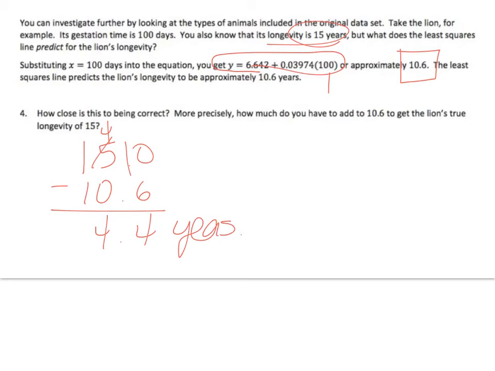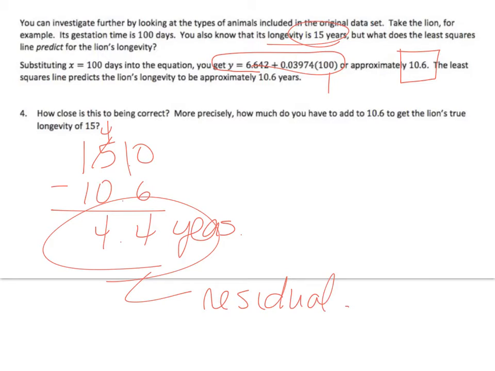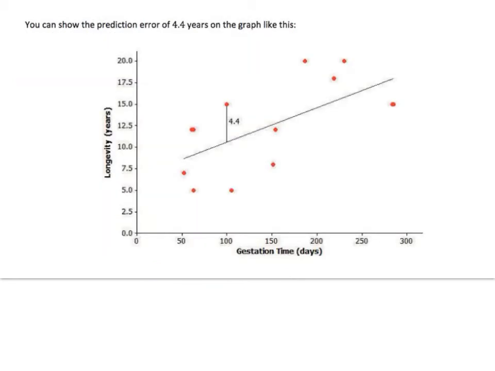We predicted 10.6 for the longevity of the lion. If we subtract that from 15, we get 4.4. So this right here is our residual. We did this in the last lesson. I can show this on a graph. This is his actual longevity and his prediction. So the vertical distance between actual and prediction is 4.4. If I look over to there and look over to there, I can do the subtraction that way also. Okay, that distance is 4.4.